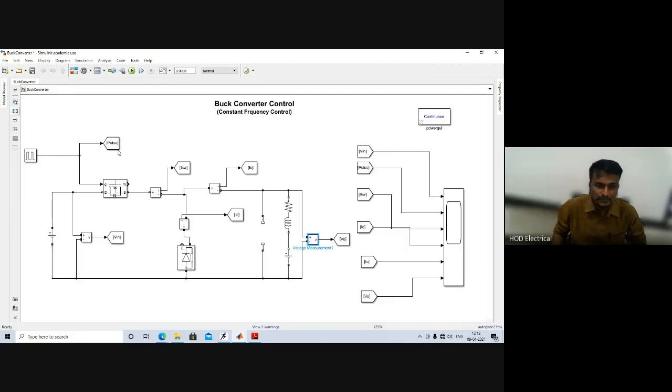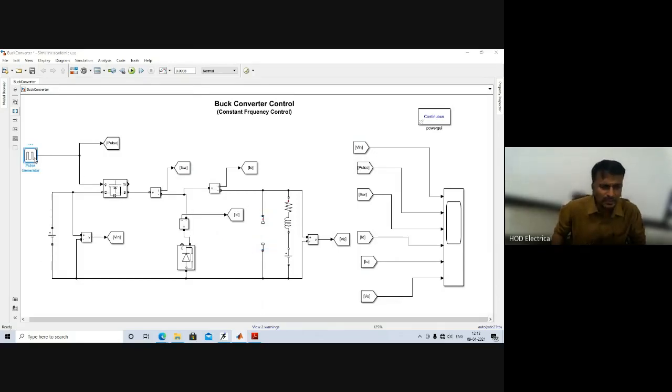Then by using these go to and from blocks, I have connected this pulse output here for seeing on the scope. Similarly, the input voltage also I have taken. Then the current of the switch, and the diode current flowing through the diode. Then output current and output voltage. Now here no capacitor is connected. The capacitor is open.